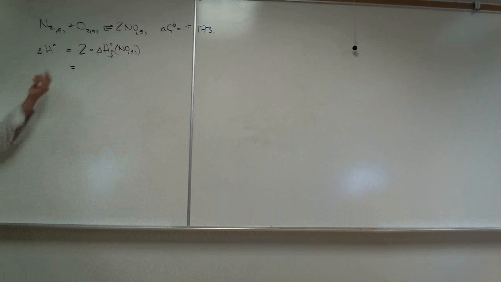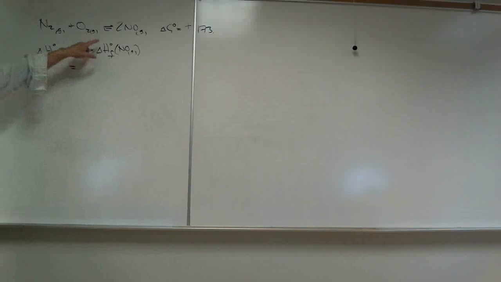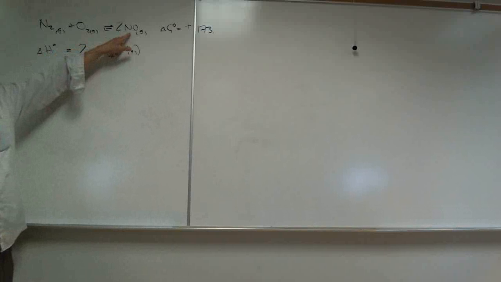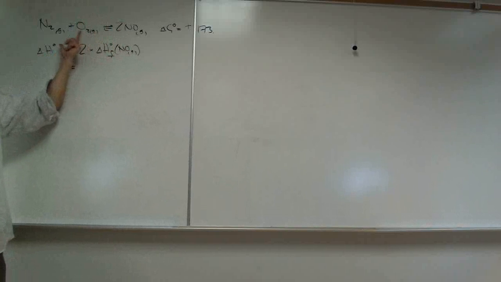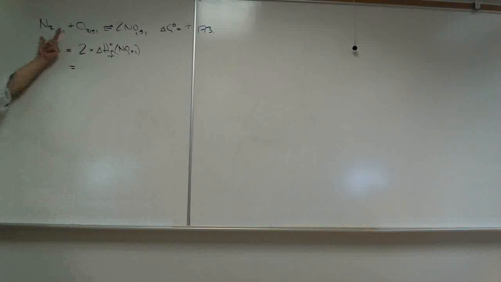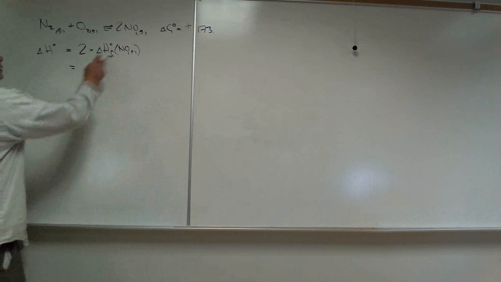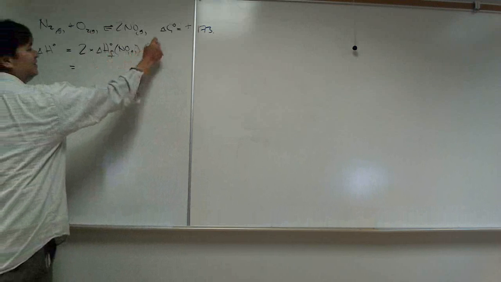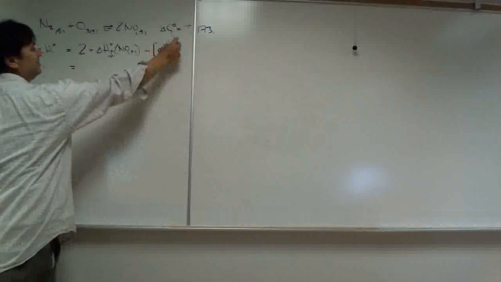The other thing we could do is delta H of reaction equals the sum of the delta H's of formation of the products minus the sum of the delta H's of formation of the reactants. But when you look at the reactants, to form N2 from N2 gas is going to cost you 0 energy because there's no change. The same thing with O2. The delta H of formation of the elements in their stable state is 0. And so this would be minus 0.